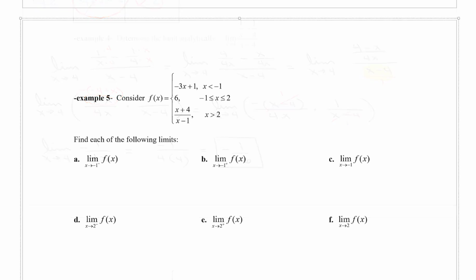Consider the following function. Consider f of x equals negative 3x plus 1 when x is less than negative 1, 6 when x is greater than or equal to negative 1 and x is less than or equal to 2, and x plus 4 over x minus 1 when x is greater than 2. I'm going to go ahead and sketch a graph of this piecewise defined function.